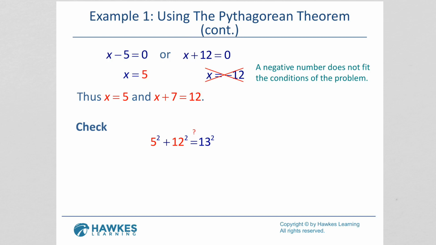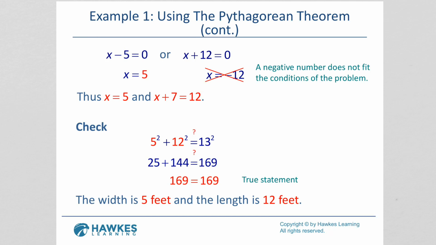We can check that by checking that 5 squared plus 12 squared really does equal 13 squared. 25 plus 144, does that really equal 169? And it does. 169 equals 169. So the width is 5 feet and the length is 12 feet.